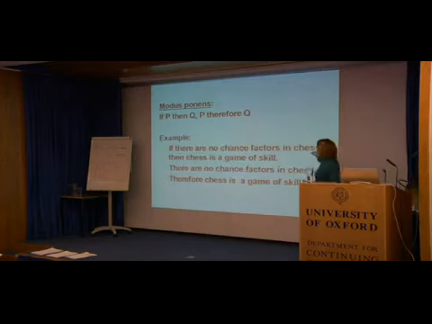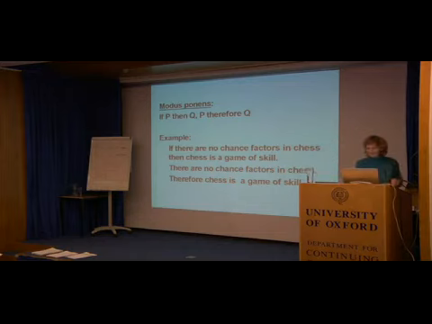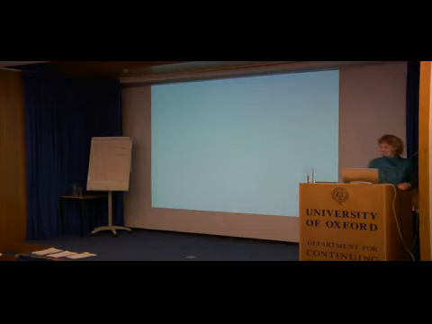Here we are. If there are no chance factors in chess, then chess is a game of skill. There are no chance factors in chess, therefore chess is a game of skill. What's P here? No chance factors in chess. Good. What's Q? Chess is a game of skill. Good. Well done. Here's another argument. Okay, that was modus ponens, by the way. So you know how to do modus ponens.